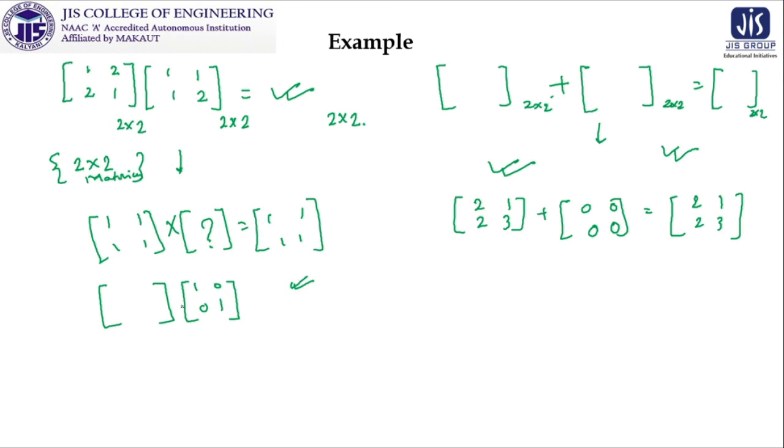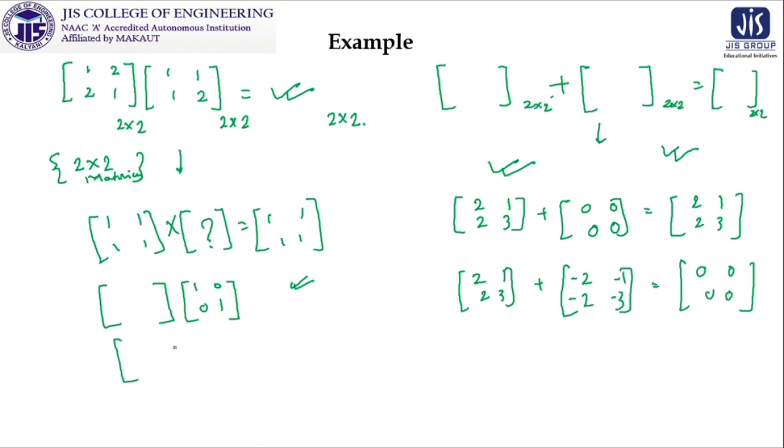My next question is, here 2 1 2 3 plus something is equal to 0 0 0 0, if asked, then minus 2 minus 1 minus 2 minus 3, you can say it directly. But if here it is asked 1 1 1 1 into something is equal to 1 0 0 1, that means the identity matrix in the context of matrix multiplication of order 2.